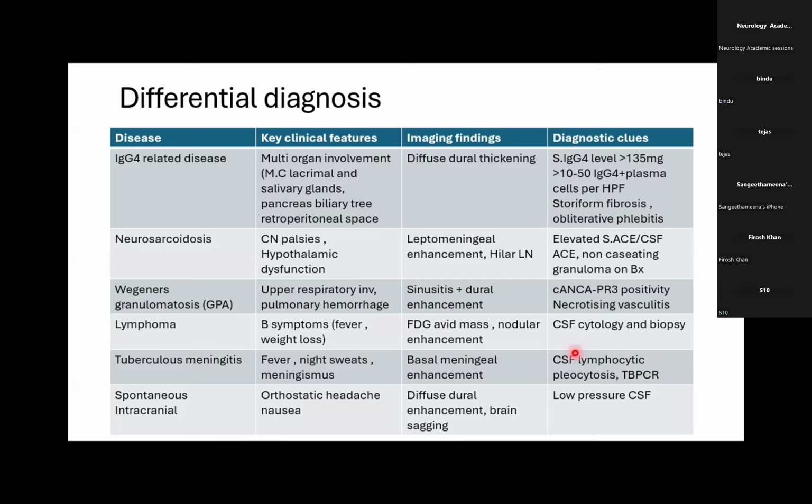Such storiform fibrosis is a whorl-like pattern of fibrosis that is seen in IgG4, a whorl-like or interwoven pattern of fibrosis.